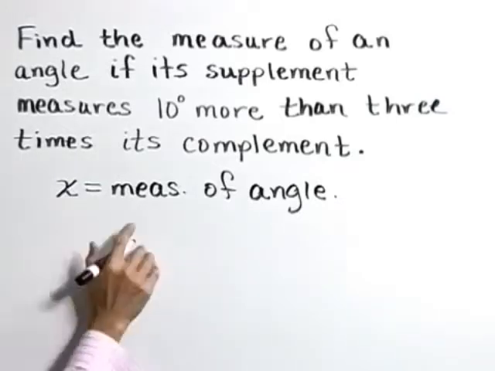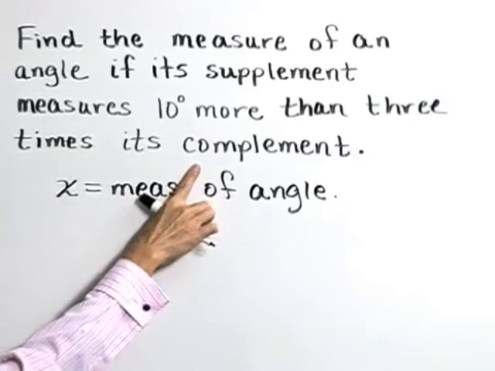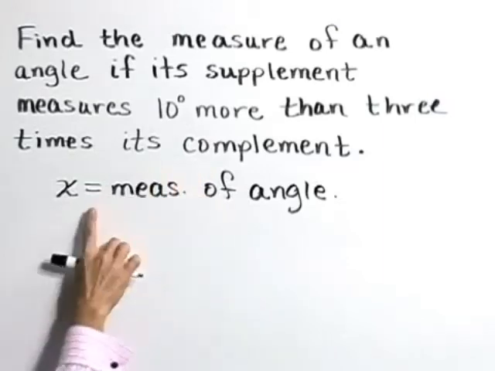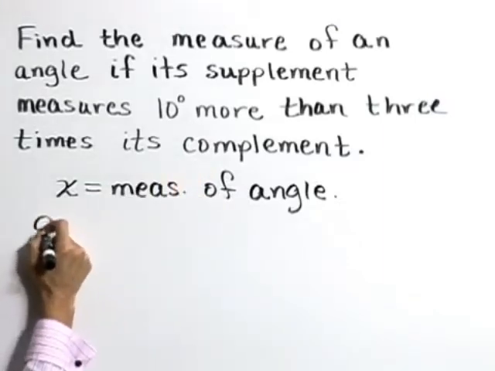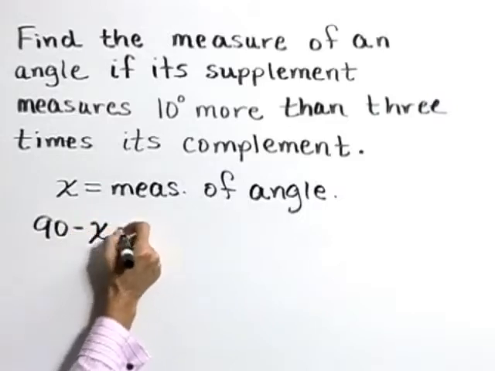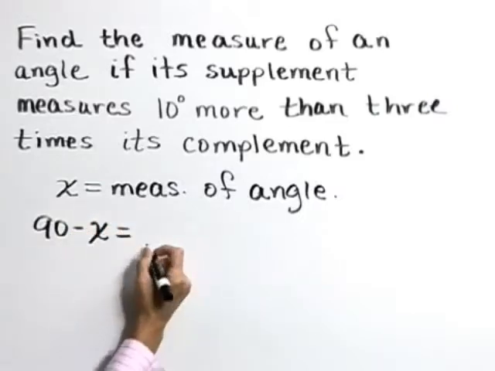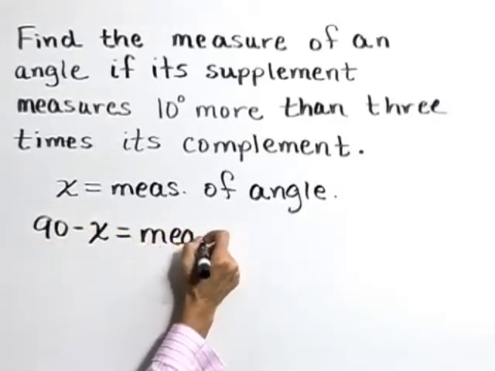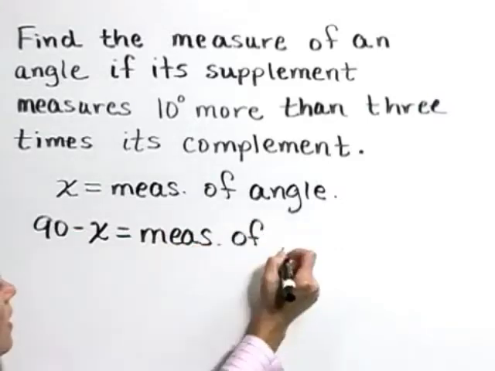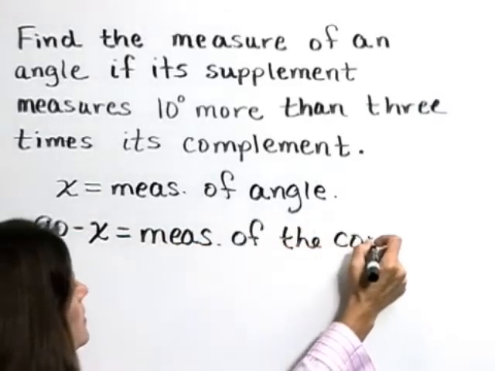Complementary angles sum to 90 degrees. Therefore, the complement of angle x can be given as 90 minus x. So let's let 90 minus x represent the measure of the complement.